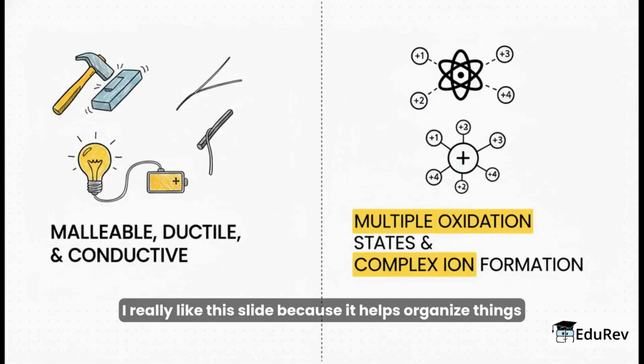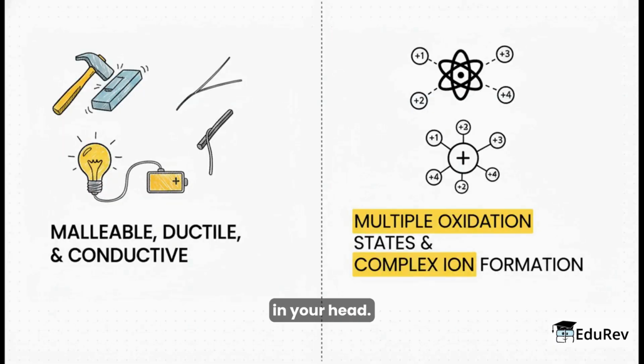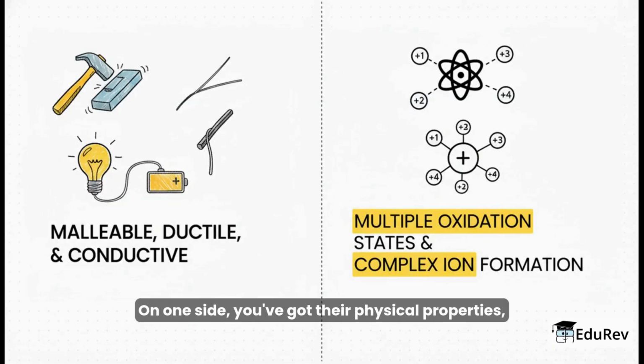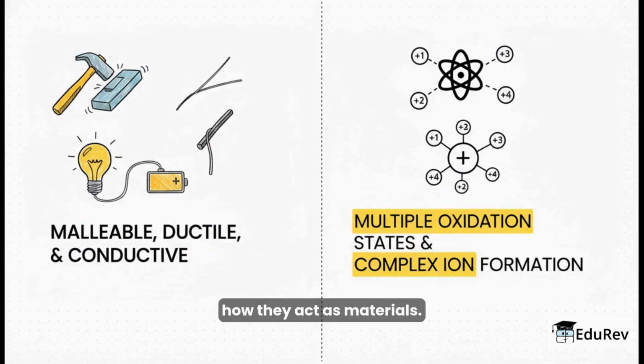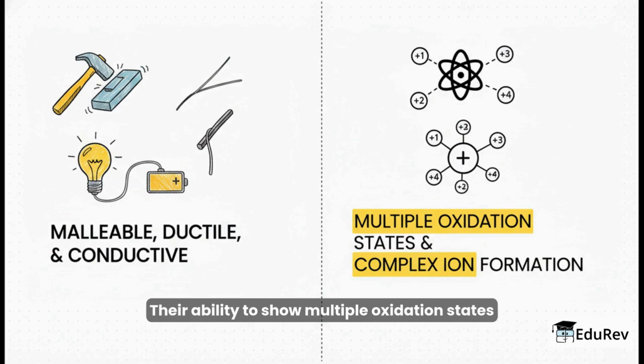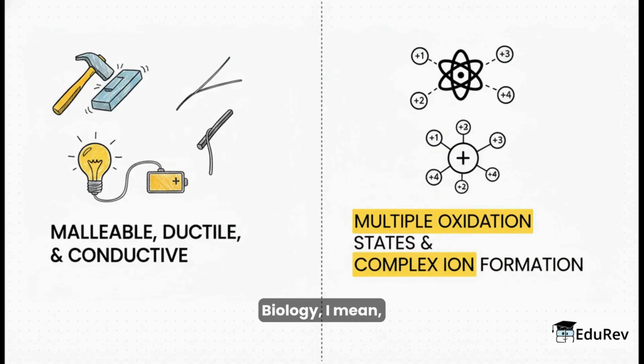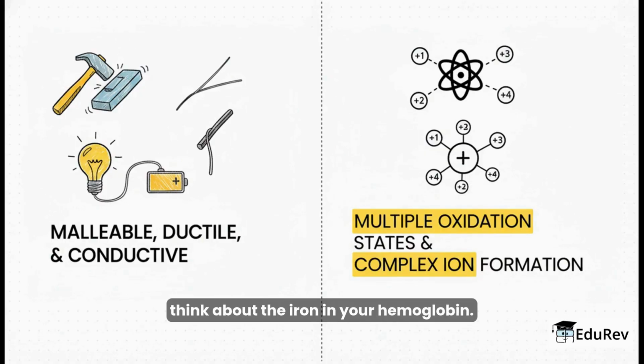Now, I really like this slide because it helps organize things in your head. On one side, you've got their physical properties, how they act as materials. But on the other side, you've got their chemical properties. And this is where it gets really interesting. Their ability to show multiple oxidation states and to form these complex ions is what makes them so incredibly versatile. It's the whole reason they're such fantastic catalysts, and it's why they play huge roles in biology. I mean, think about the iron in your hemoglobin. That's a D block element at work.